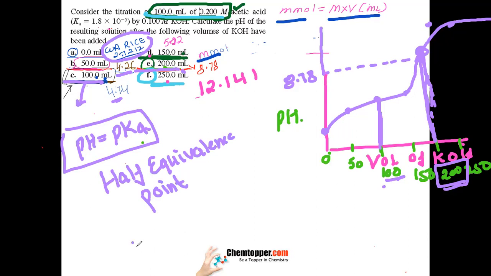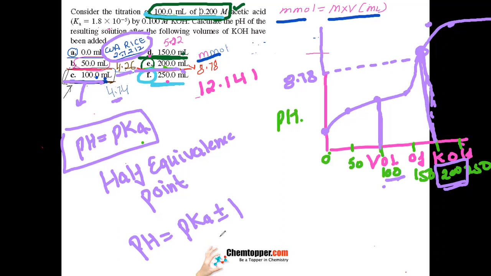What's the buffer capacity? Buffer capacity of any buffer is up to this limit. It means the pH of the buffer can be +1 higher than pKa or -1 lower than pKa. In the range of this value of pH, your buffer is going to work like a buffer. If it is more than that or less than that, then it will lose its buffer nature. Then it cannot work like a buffer.